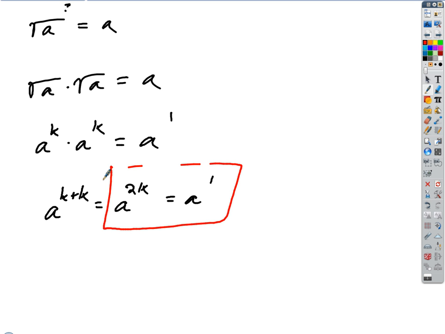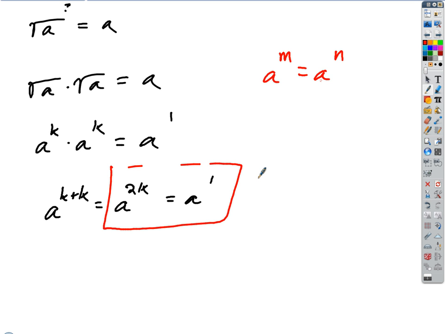What about this? What if I have a to the m equals a to the n? What's the relationship between m and n? They have to be equal, don't they? Doesn't that make sense? If the left expression equals the right expression and the bases are the same, the exponents have to be the same also, right?